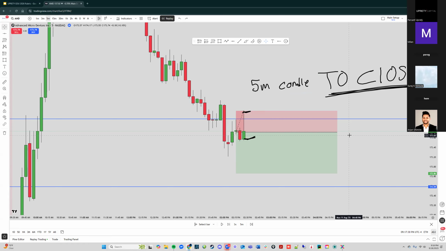Which tells us what? That there was selling pressure. So we have to wait for the candle to close, or else we're going to end up getting out of a lot of trades too early.